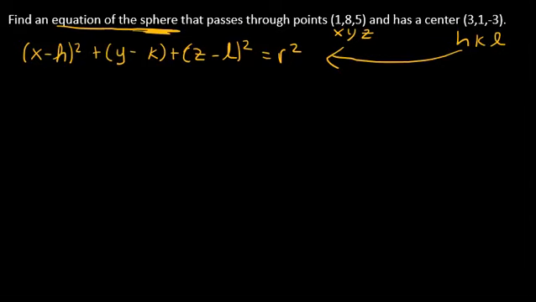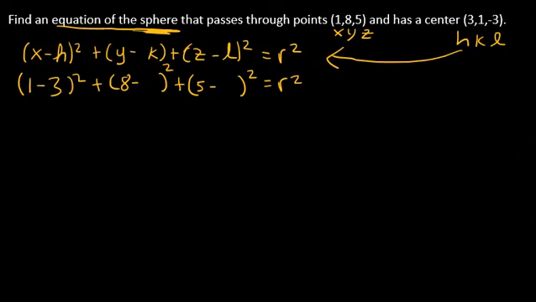So when I plug everything in, what do I get for R? Well, we don't know. We're going to have to figure it out. Once I plug everything in for X, H, Y, K, Z, and L, it's going to help me get closer to R. So let's do that. Let's do all of the points first, and then we'll do the center numbers second. That way we can feel a little more organized. So I have 1, then 8, then 5. Those are all the points. Now the center numbers, which are 3, 1, and -3.